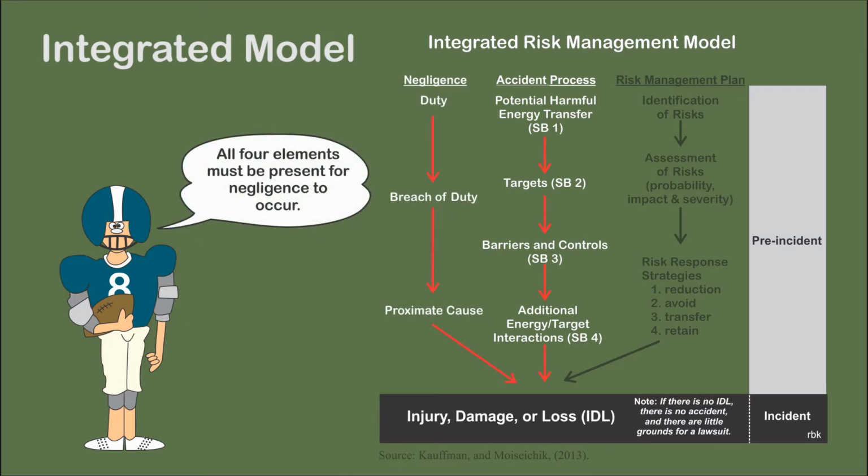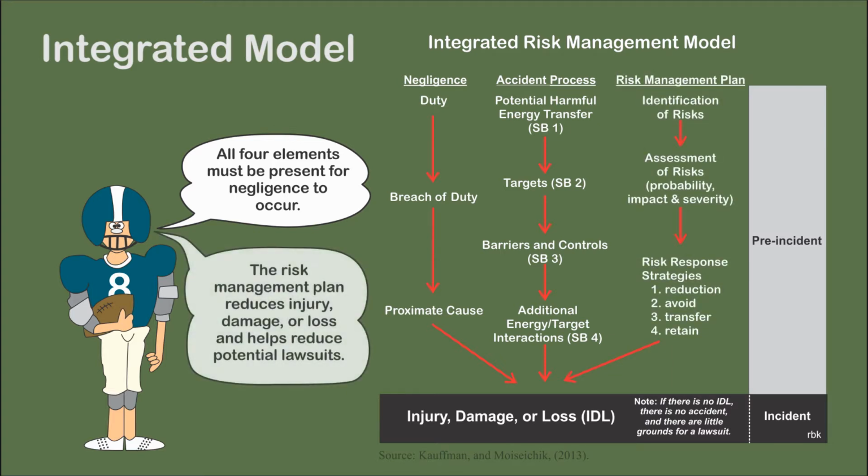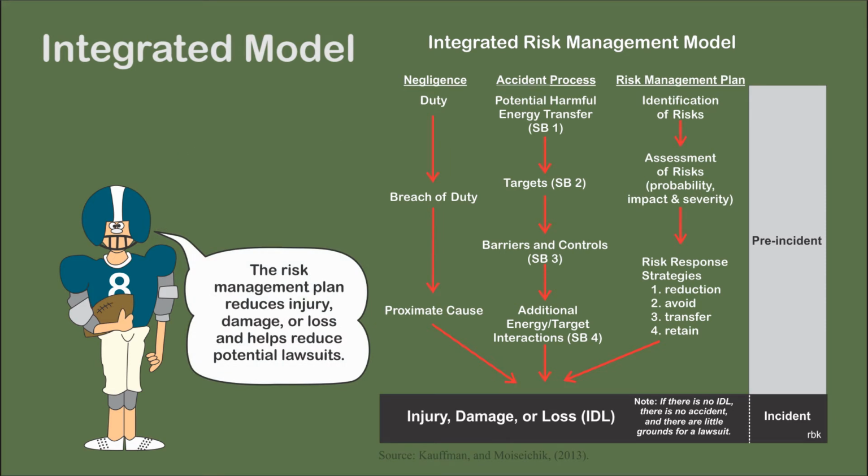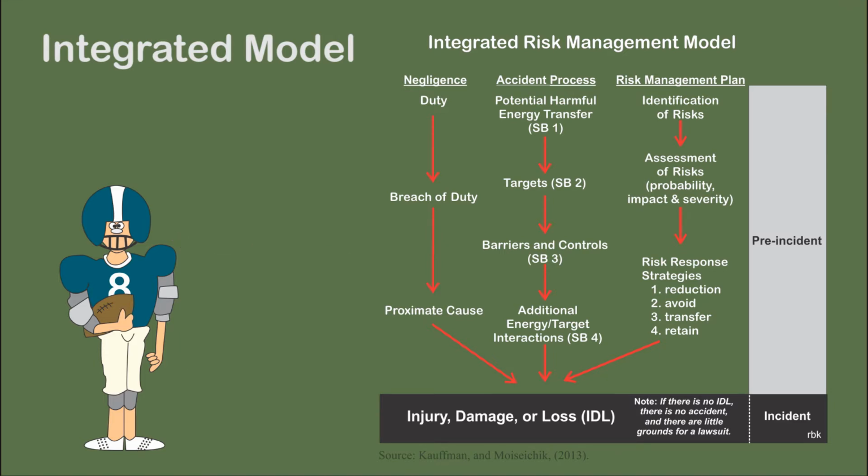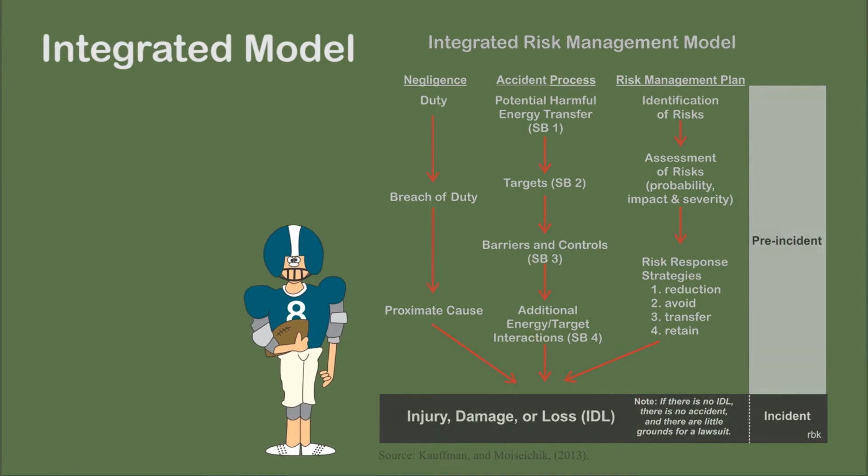Negligence requires 4 elements to be met. The risk management process is a 3-fold process. It seeks to reduce the likelihood of a breach of duty by employing a mix of risk management strategies. If there is no injury, damage, or loss, there is no grounds for a lawsuit.